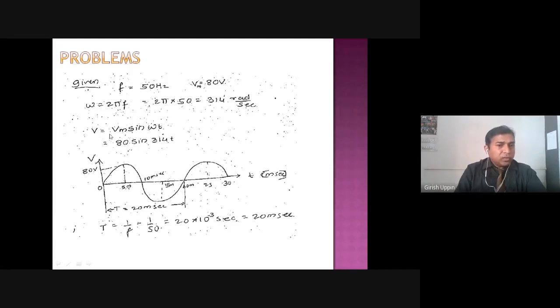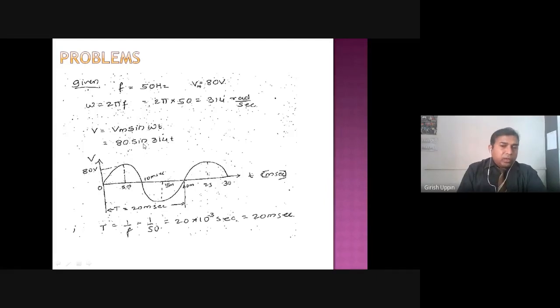Therefore, we know V is equal to Vm sin omega t, or you can directly use V is equal to Vm sine 2 pi ft. Therefore, we get the mathematical expression as V is equal to 80 into sine of 314t. That is the answer. This is the mathematical expression.